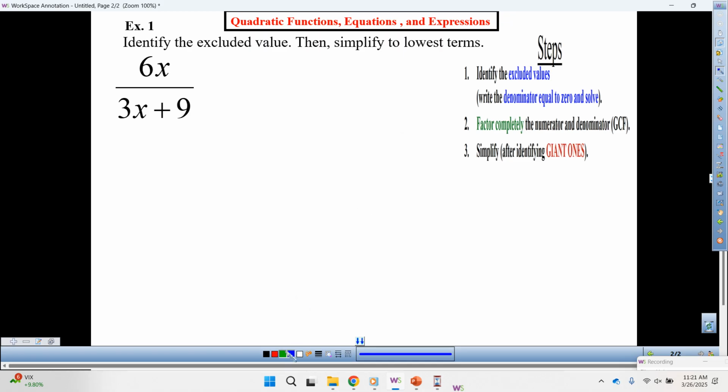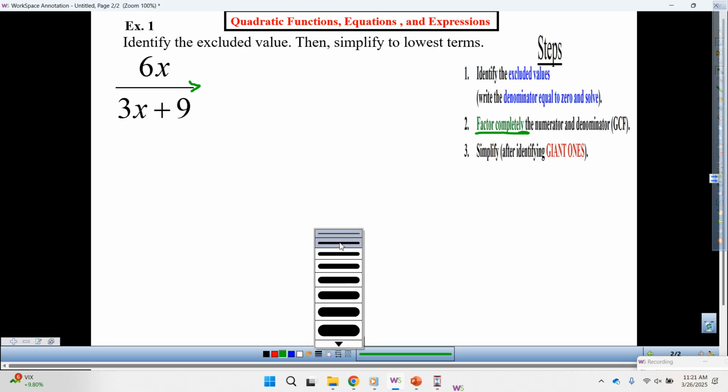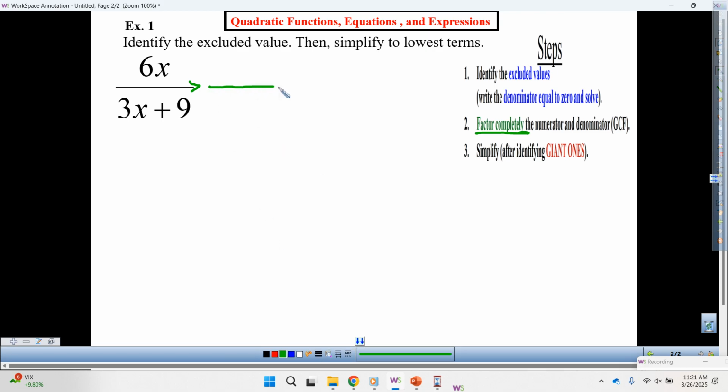Step 2 says factor. Factor completely. So let's look at the numerator. How do we write 6 as factors? Tell your neighbor. What factors give me 6? They are, go with Elijah. Factors that give us 6: 2 and 3. 2 times 3 times x. There it is.